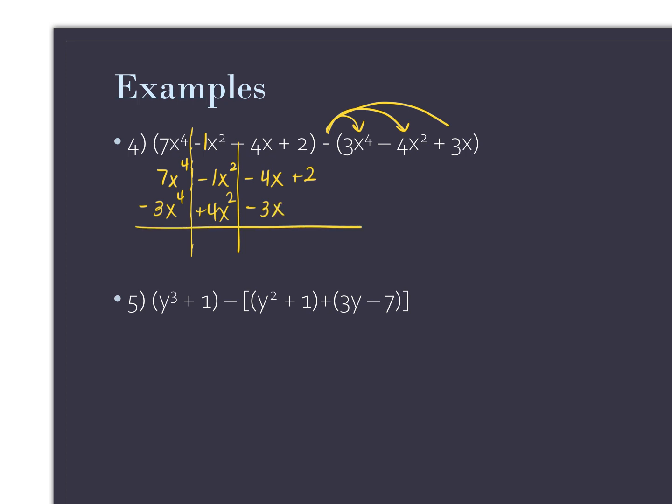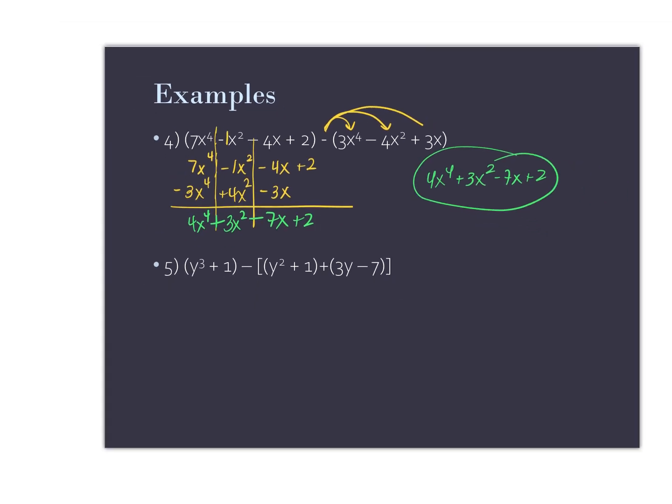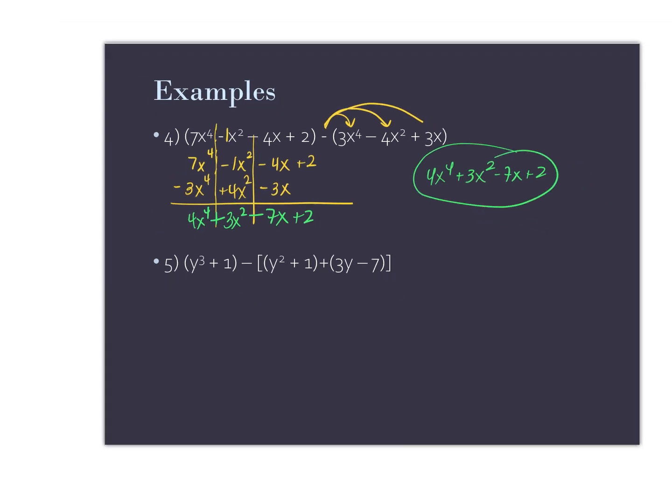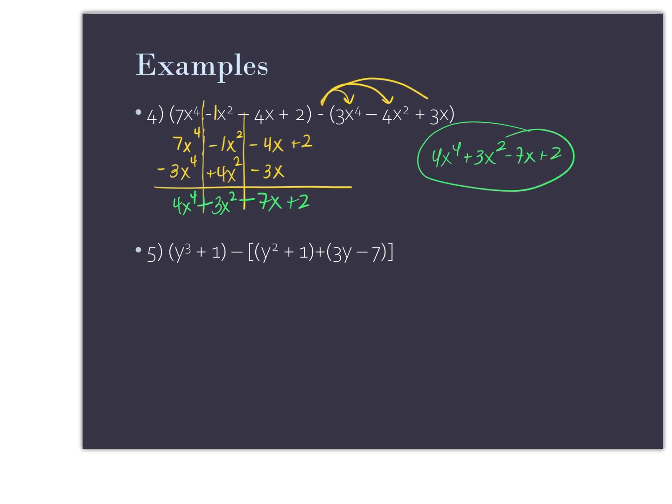And so now I'm just basically able to combine my like terms, and now I can just do 7x to the 4th minus 3x to the 4th is 4x to the 4th. A minus 1x squared and a plus 4x squared is a plus 3x squared. And a minus 4x and a minus 3x is a minus 7x plus 2. So again, 4x to the 4th plus 3x squared minus 7x plus 2. And doing them as a column like that kind of helps me sometimes. Again, it's not necessary, but I find it helpful.